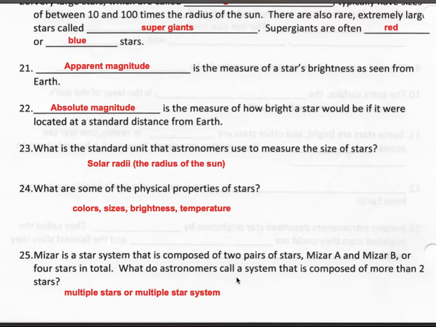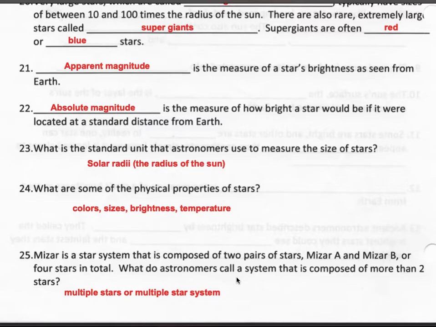And finally, number 25, Mizar is a star system that is composed of two pairs of stars, Mizar A and Mizar B, or 4 stars in total. Because remember, a pair is 2, and if there's 2 pairs, 2 plus 2 is 4. So if there are 4 stars in this star system, what do astronomers call a system that is composed of 2 or more stars? Multiple stars, or a multiple star system.